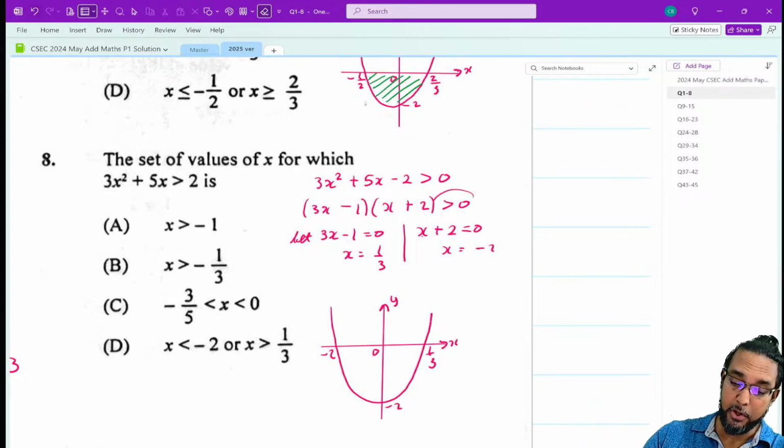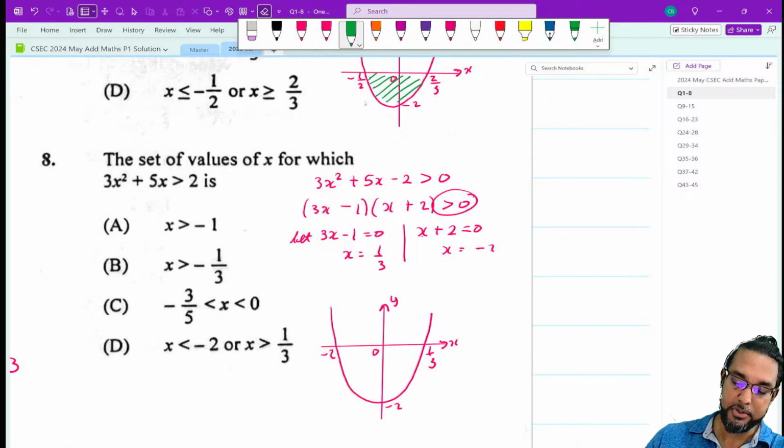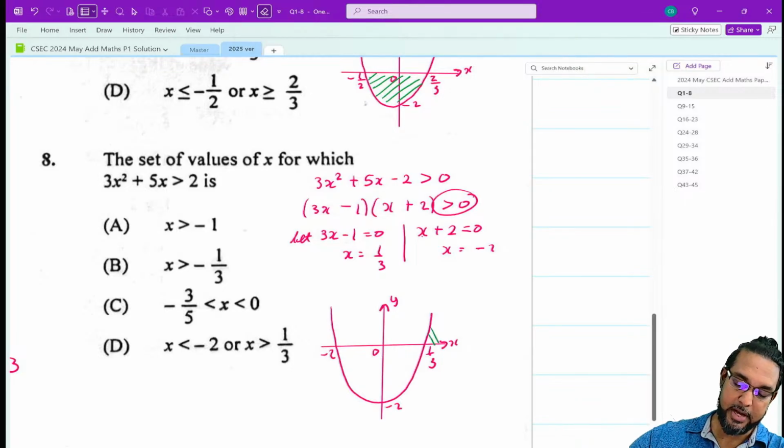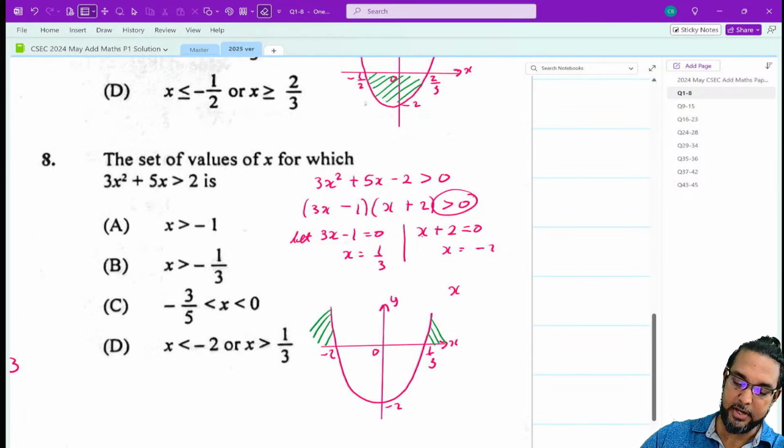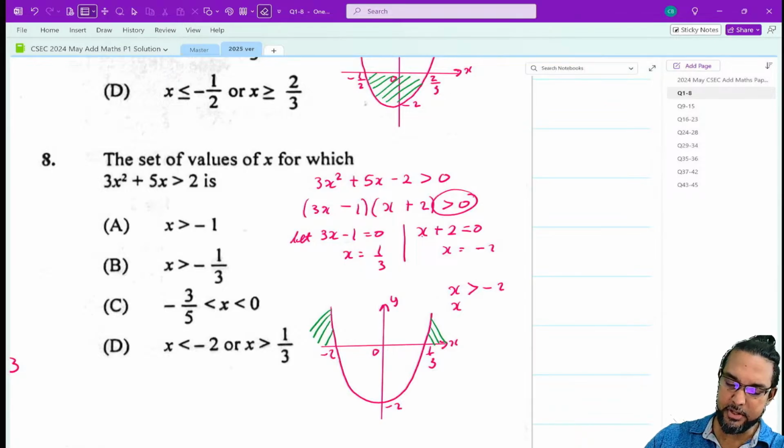Okay, now they want it greater than 0. Greater than 0 means positive. Positive values of the function lie above the x-axis, right, so x is less than minus 2, not less than or equal to, as well as x is greater than 1/3. You know, I said the right thing, but I wrote the incorrect thing. So that's option D.